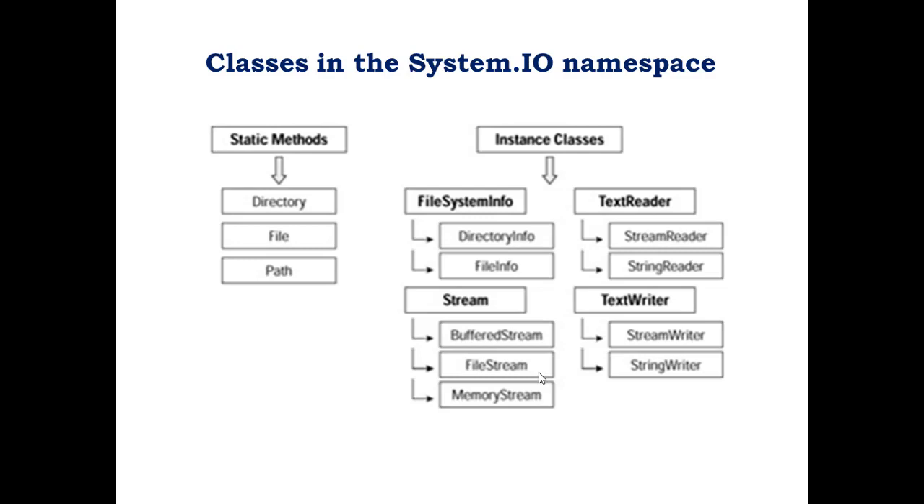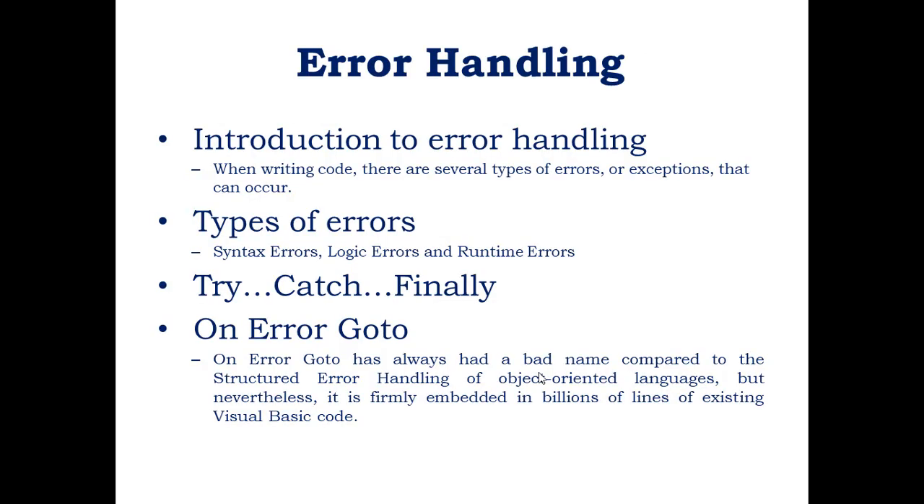Another concept is stream. There are buffered stream, file stream, and memory stream. There are 3 subtopics of this stream instance class. The text writer instance class has 2 classifications: stream writer and string writer. The next topic is error handling.